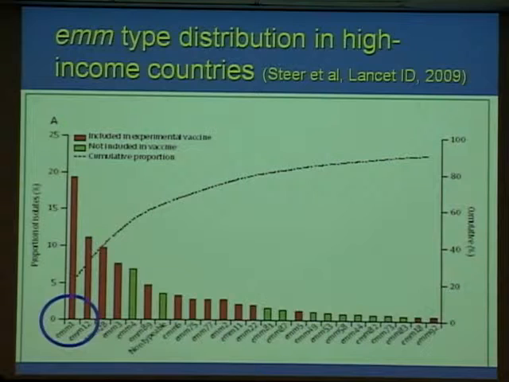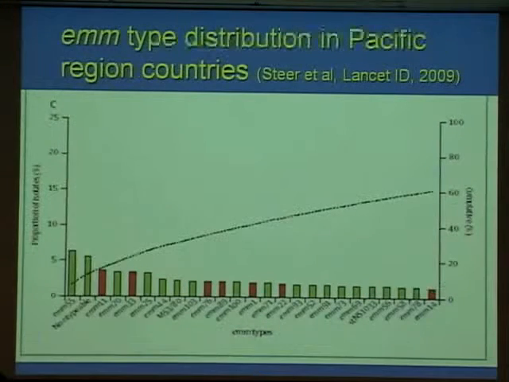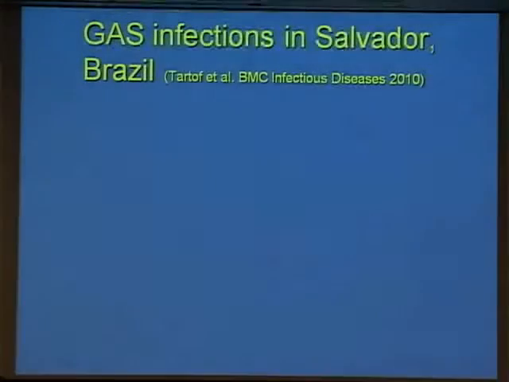But if you look at the EMM type distribution in African countries, yes, you have EMM12 here, but this is EMM75, okay? And EMM1 is way down here. And if you look at the Pacific countries, only EMM1 is way down here. EMM12 is not even represented. So if this vaccine became available, it would probably be effective in developed countries, partly effective maybe in Africa, but not in Asia-Pacific. Okay?